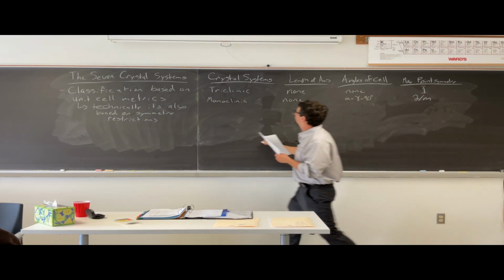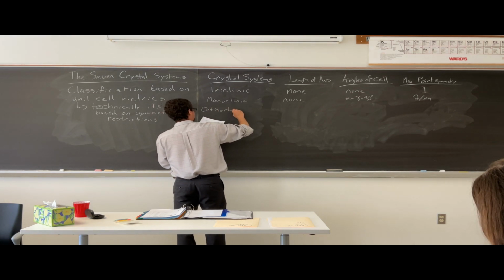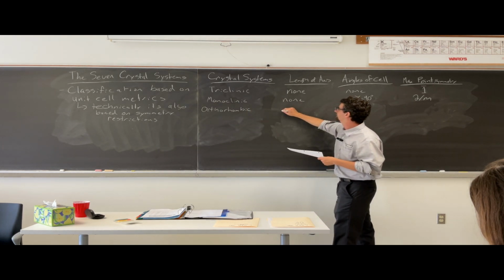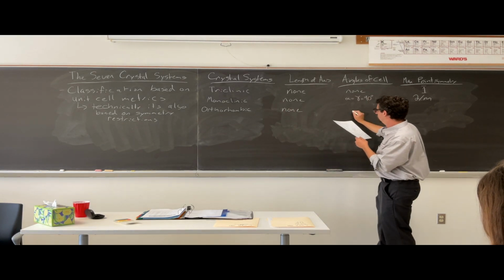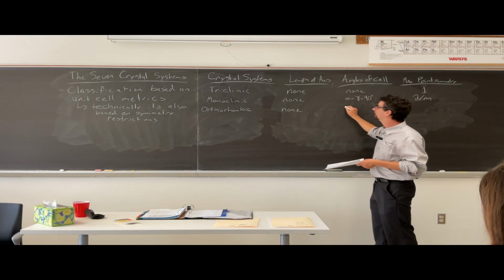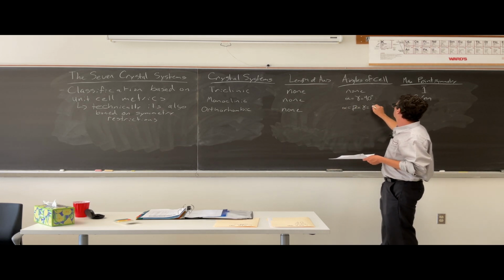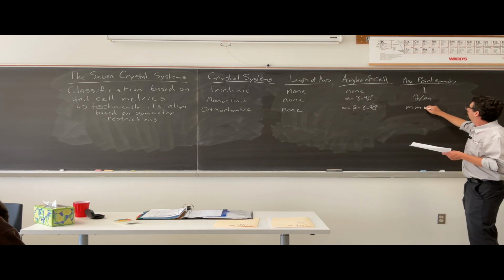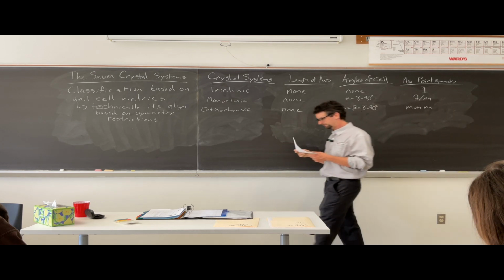Okay, then we have orthorhombic. Is there any length restriction? Yep, none. And then when we get to angles, what do we got there? They're all equal and they're all 90. Higher symmetry, mmm, there's mirror planes.